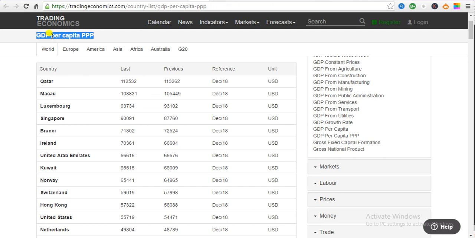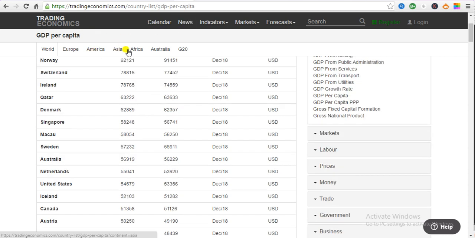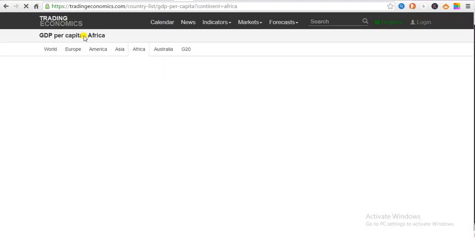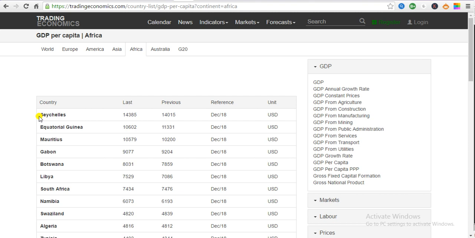Now we're just gonna look at GDP per capita, PPP, so GDP per capita in terms of price parity. This is still looking at each individual, but now we're gonna look at it based on living conditions. Oh wait, before we go there, I just want to check out Africa exclusively in terms of GDP per capita. So the highest GDP per capita in Africa is the Seychelles. The second one is Equatorial Guinea, and the Seychelles has 14,000, which is pretty high, right?